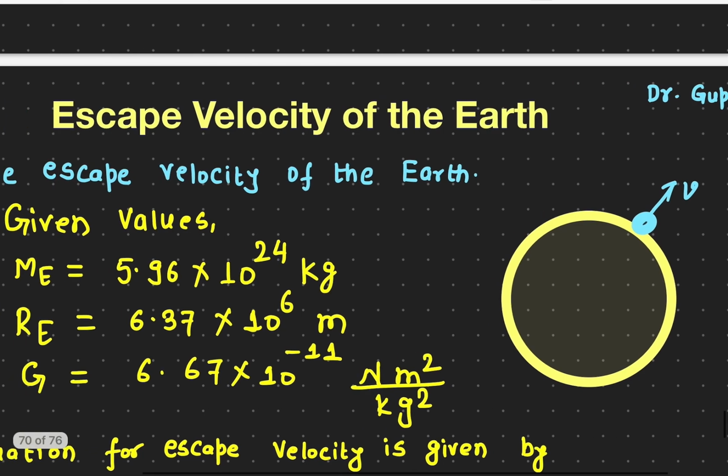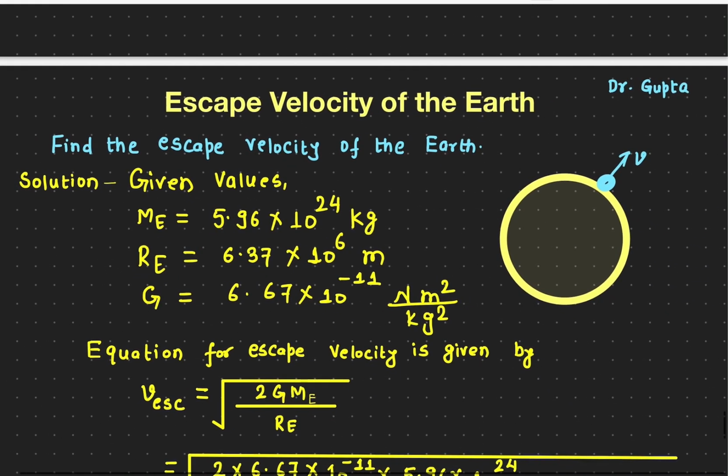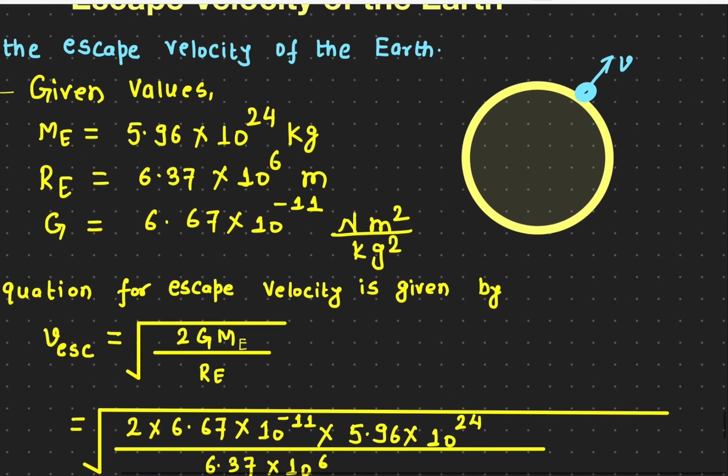Okay, so let's do the calculation. First, how do we derive the escape velocity? That is simple, quite straightforward. I'll do the calculation right here. All we have to do is use total energy conservation. The total energy of the object will never change.